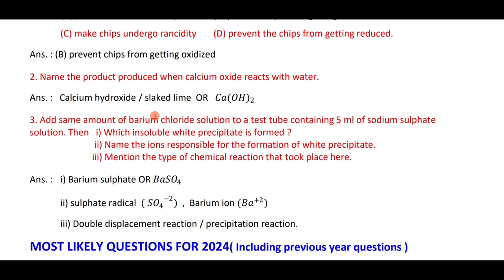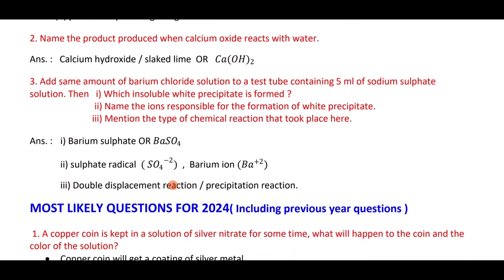Add the same amount of barium chloride solution to a test tube containing 5 ml of sodium sulfate. Which insoluble white precipitate is formed? It is an example of a double displacement reaction. The white precipitate formed is barium sulfate, BaSO4. What are the ions? The sulfate radical and barium ion, that is SO4 2-, Ba 2+. It's an example of a precipitation reaction or double displacement.